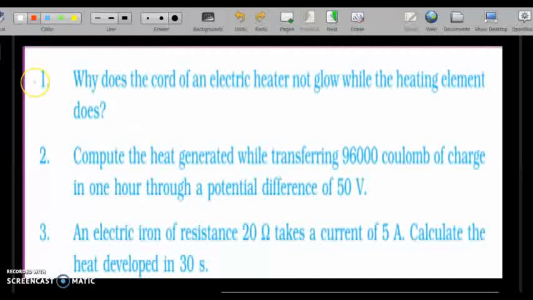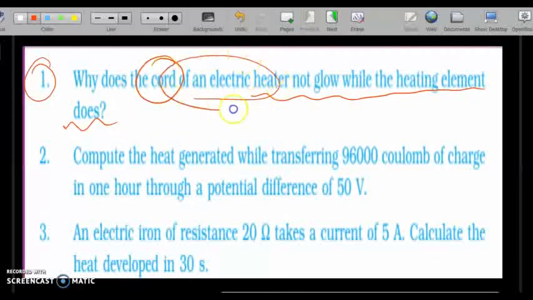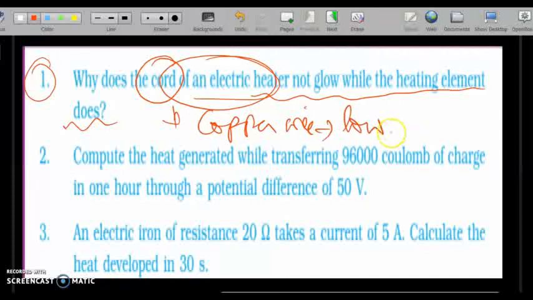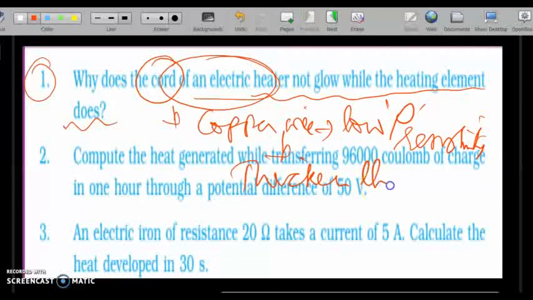So children, we'll work the questions in page number 218. The first question: why does the cord of an electric heater not glow while the heating element does? Okay, children, look here. The cord of the electric heater is made up of copper wire, which has low resistivity. Its value of resistivity is less, and second thing is it is also thicker than the heating element. So that is the thing, right?